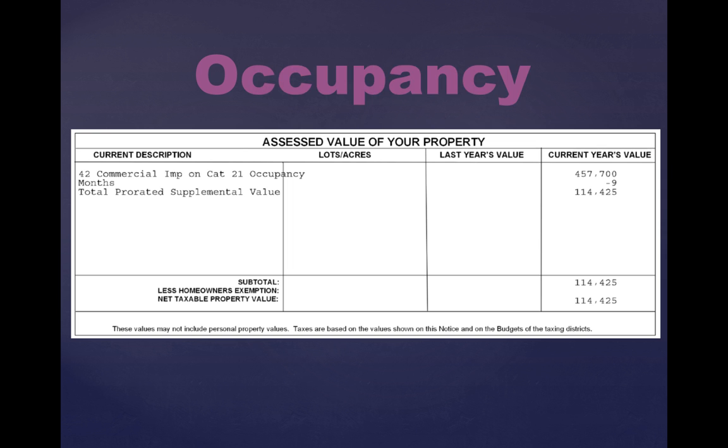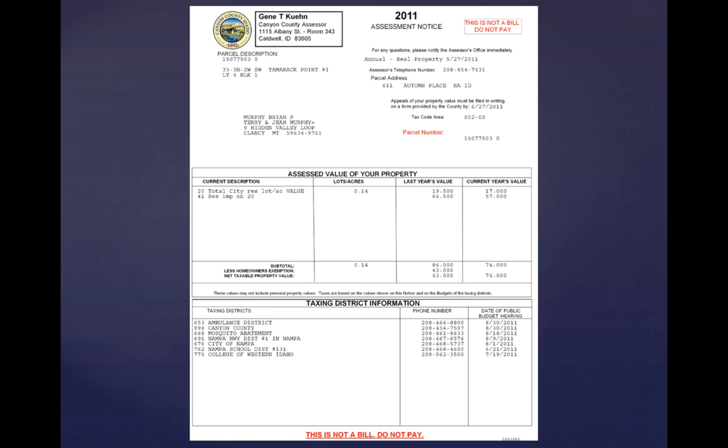This property is new construction. In Idaho, new construction is not placed on the tax rolls until it is completed and put into service. So the top line represents the total assessed value of this new construction. But since it was still being built or not being used for the first 9 months of the year, we need to back 9 months worth of value out, and we're left with the prorated value.